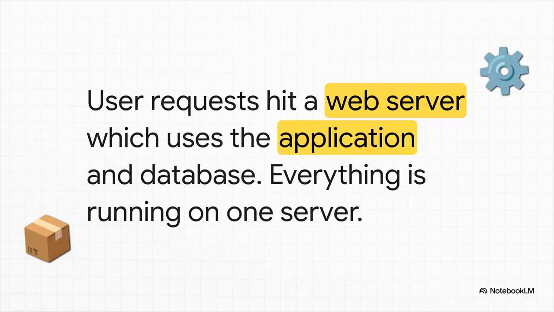And here's what that looks like in action. A user sitting at their computer sends a request. That request first hits your web server. The web server then hands it off to your application's logic. Now, if the app needs to, say, look up a user's profile, it turns around and talks to the database. And here's the key part. All of this happens inside that one single box. Every component is sharing the same exact CPU, the same RAM, the same hard drive.